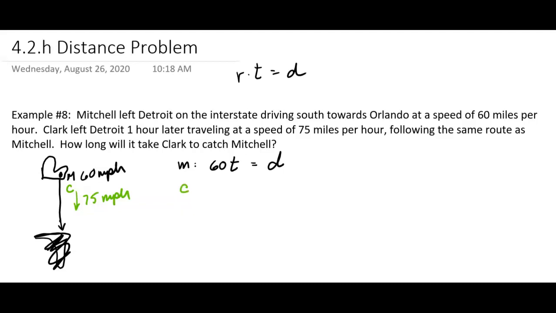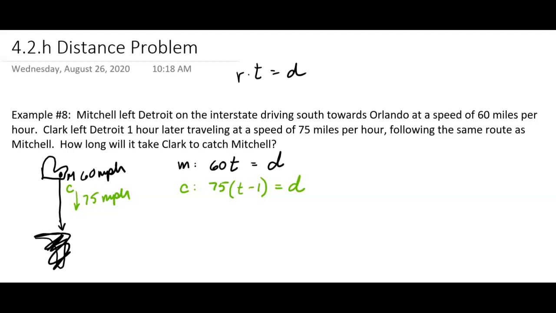Now, Clark, same situation, except Clark's going faster. So he's going 75 miles an hour. I'll talk about the time right now. He doesn't travel the same amount of time that Mitchell does because he leaves an hour later. So if Mitchell's time is t, then Clark's time has to be t minus 1. And then he's going to go a certain distance. And we want those distances to be the same because we're trying to figure out how long it's going to take Clark to catch up with Mitchell.